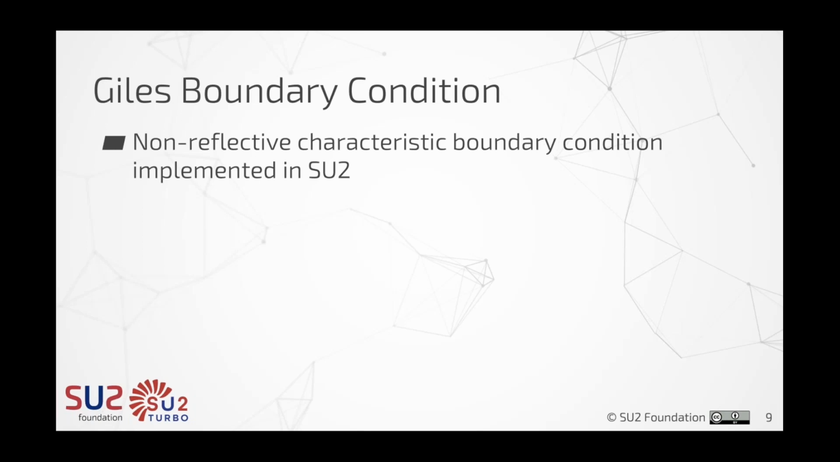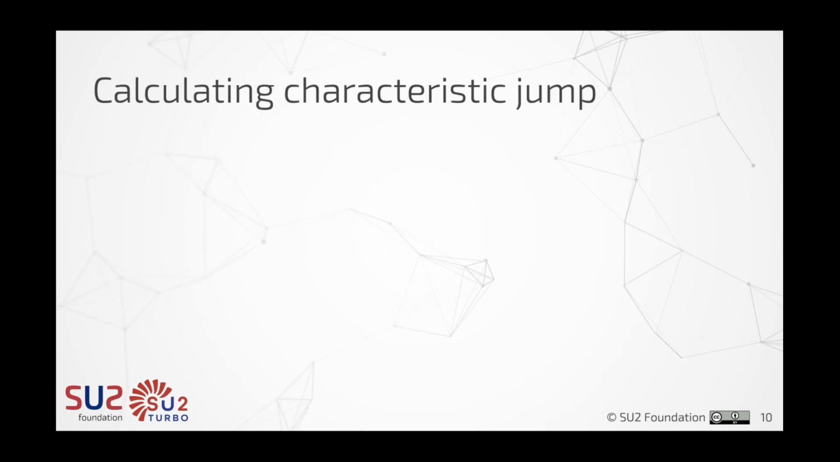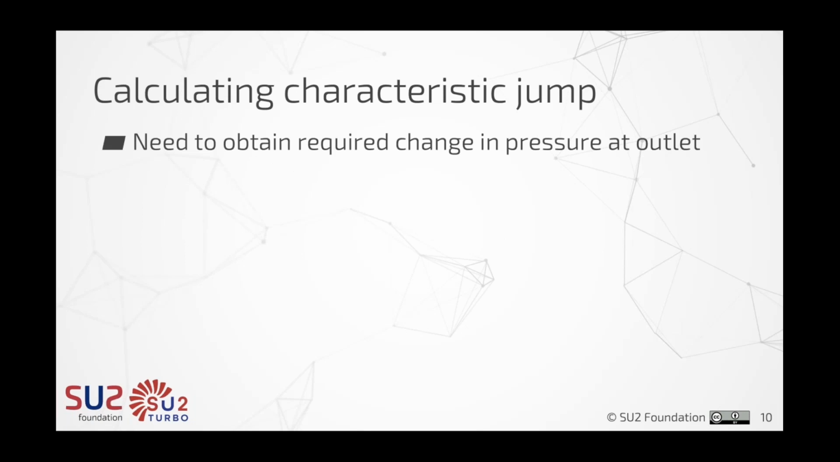We only need to calculate one change in characteristic variable, which is called delta C4. This is the only one that's specified in the outflow. So we calculate it like this, and then to calculate that fourth characteristic variable, we use this equation. This is the equation that you'll see pop up in our code. So to calculate a characteristic jump, we need to obtain the required change in pressure at the outlet.